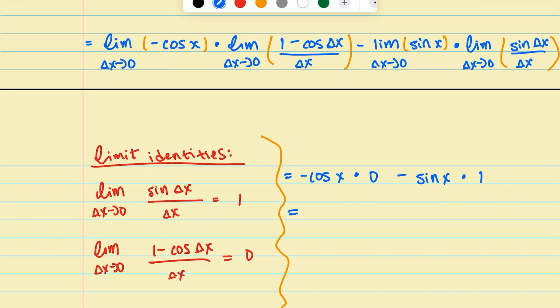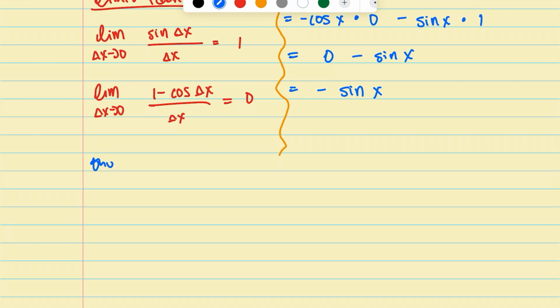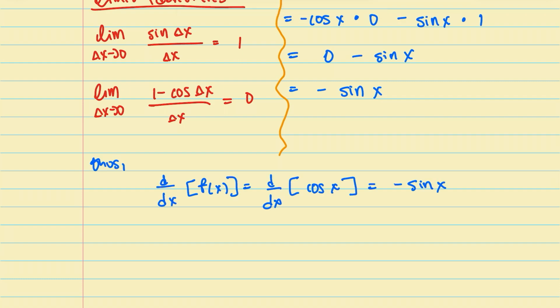Simplifying this expression, when you multiply negative cosine of x times 0, all you get is 0. Minus sine of x times 1 is just sine of x, which simplifies down to negative sine of x. And so the derivative of f of x, which is the derivative of cosine of x, has been shown to be equal to negative sine of x.